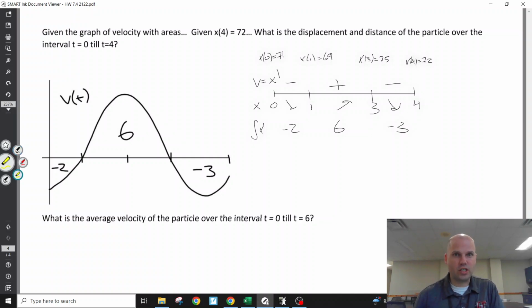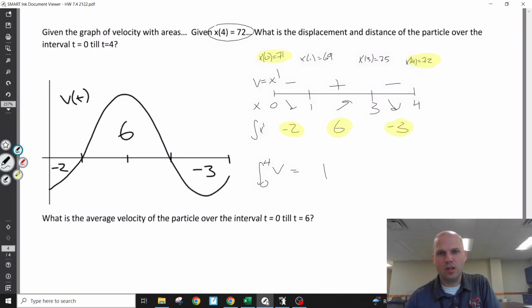Great. What is the displacement? Well, 1. There's one way to find 1. Or this plus this plus this. 1. You don't need this. You didn't need it. You could have just added these. From 0 to 4 of v is 1. Yes, it is x of 4 minus x of 0. It's 1. Distance, well, you go down 2, up 3, down 3. Well, it's like you went 2, you went 6, you went 3. Make all of these positive, you get 11.